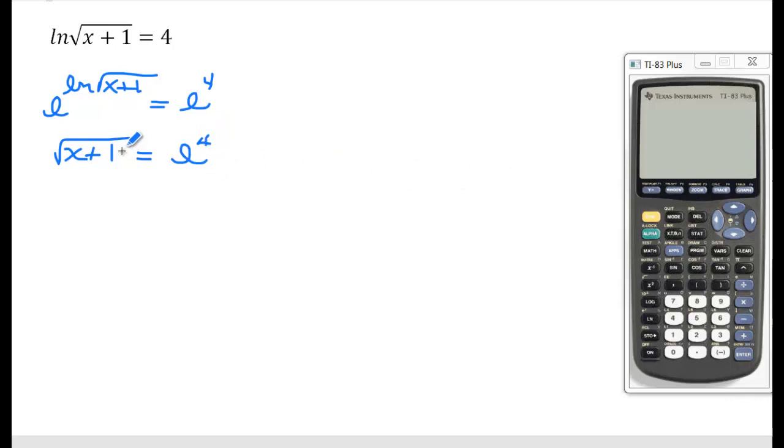But before we go to the calculator, let's ask ourselves, what else are we going to have to do to isolate the x? If the quantity x plus 1 is under the radical, we're going to square both sides. So x plus 1 is now equal to, power to a power we multiply, e to the 8th power. And to isolate x further, we'll subtract 1 from both sides. So x will be equal to e to the 8th minus 1.